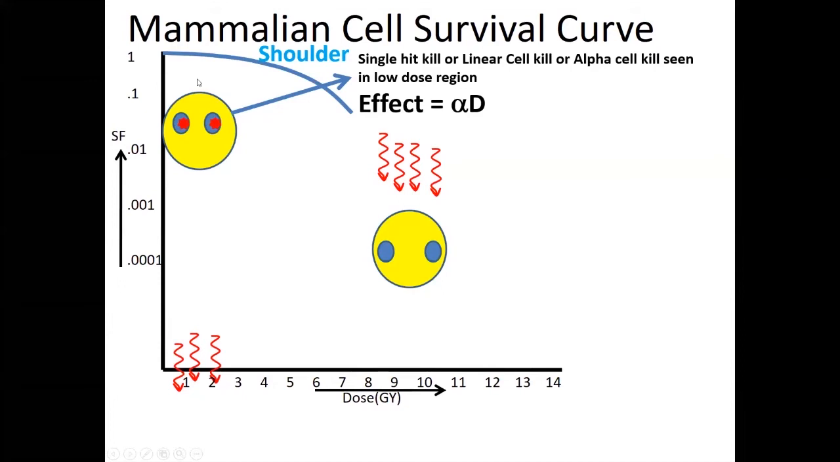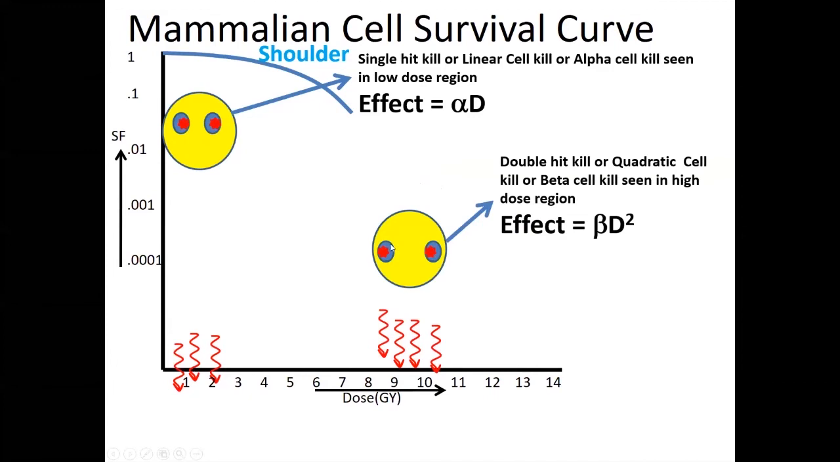The other type of cell kill is seen in the high dose region. Here, as a result of one radiation event, one critical site is hit, causing sublethal damage. As a result of a second radiation event, the other critical site is hit, causing another sublethal damage. Then the interaction of these two sublethal damages results in cell death. This type of cell death is known as double hit kill or quadratic cell kill or beta cell kill. As I mentioned, it is mainly seen in the high dose region, and here the effect is equal to beta D square.